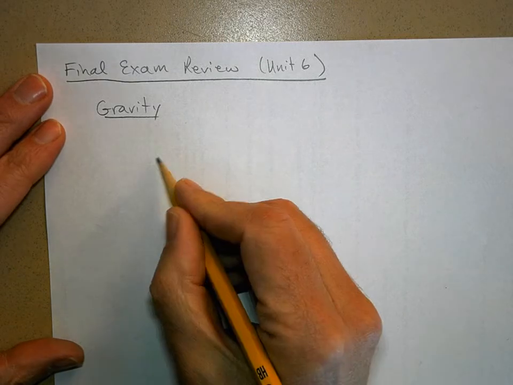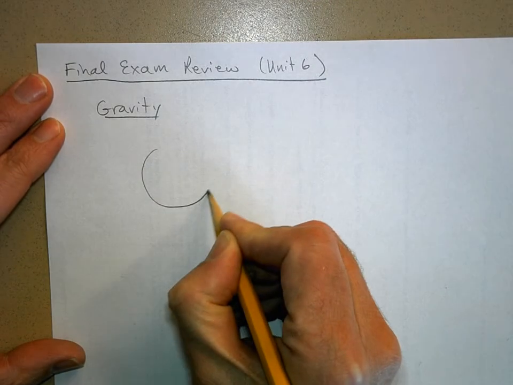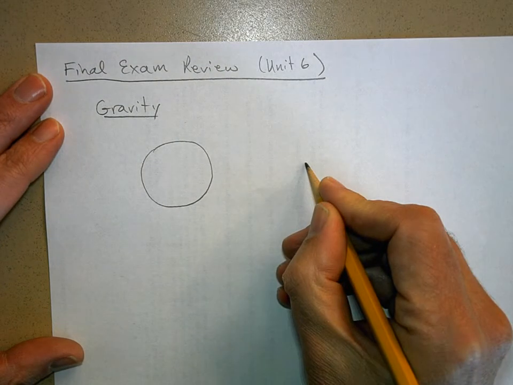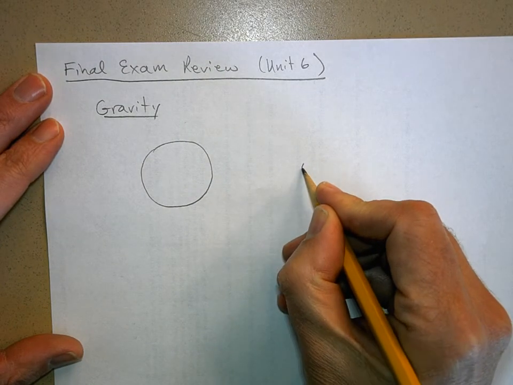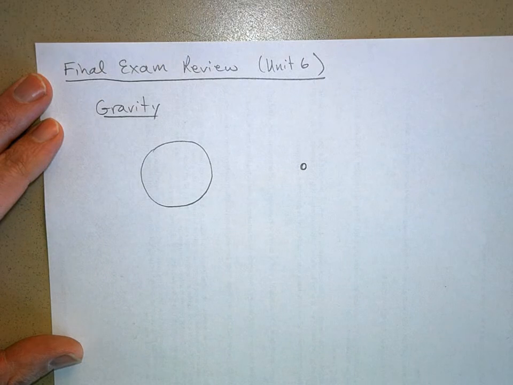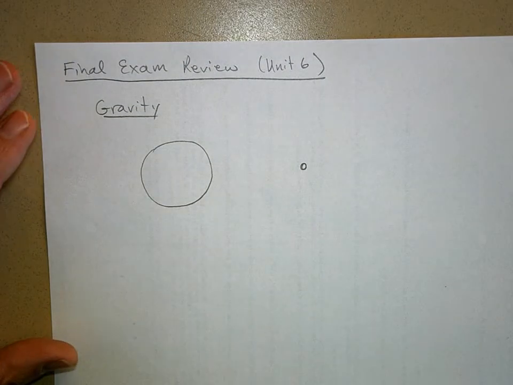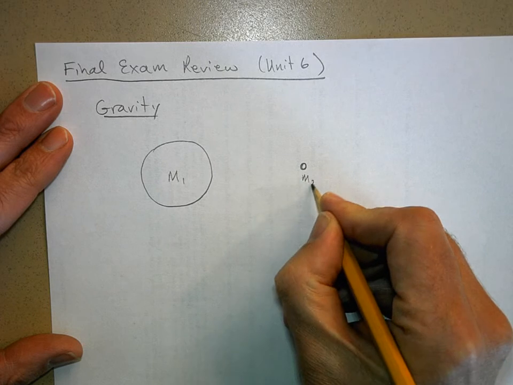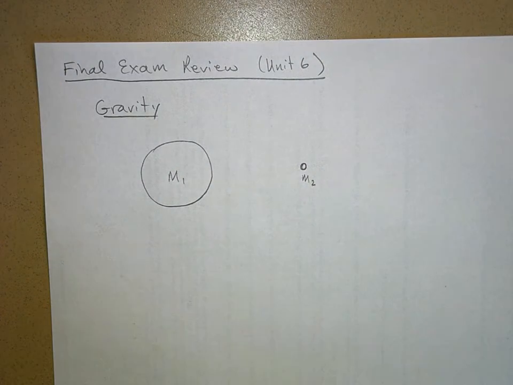Well, if I've got one object like a planet, and I've got another object like the moon or a satellite, I'll just make it really small. Then these two objects, and we'll call them M1 and M2, Newton's law of gravity describes the attraction that these massive objects have for each other. That is, they apply forces to each other.